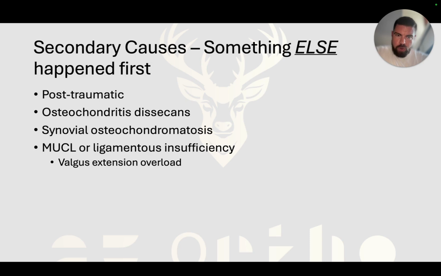The secondary causes, so therefore something else happened first. So if you think that this is a secondary element of OA, then you have to think, well, what came first? And that will change how you manage things. So if it's post-traumatic, you can kind of predict where the issues are going to be. If they've had osteochondritis dissecans, again, it's going to change where the issues are, where the pathology is, and how you're going to approach it. If they've had any osteochondromatosis, again, this will change things. And if you've had a MUCL or ligamentous insufficiency or a LUCL insufficiency, as we've seen in the stability video, it will also change what you're looking at.